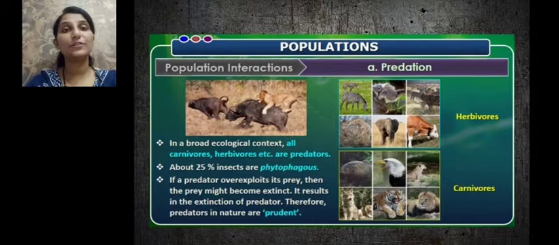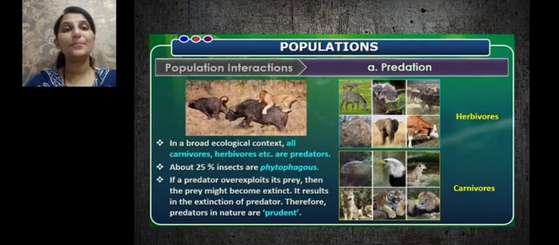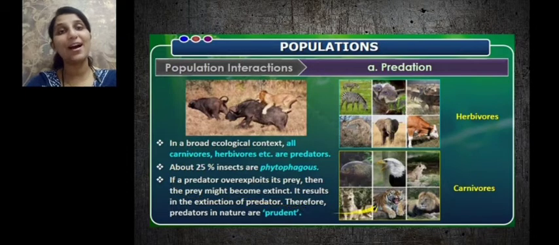Now let us learn about the first type of population interaction, that is predation. Predation is a type of population interaction in which the predator is benefited and the prey is harmed. In a broad ecological context, all carnivores and herbivores are predators, that is, they feed on prey. About 25% of insects are phytophagous, that is, they feed on plants.